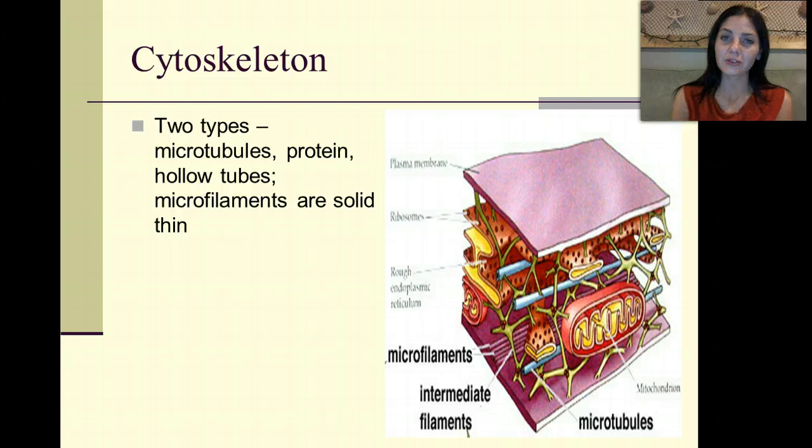Next, we have our cytoskeleton. This is what helps give our cell structure. We have two main types of cytoskeletal structures. We have microtubules, which are protein, and they're hollow tubes. And then we have microfilaments, which are solid and thin. So these right here are our microfilaments. Our microtubules are these little blue guys down here.